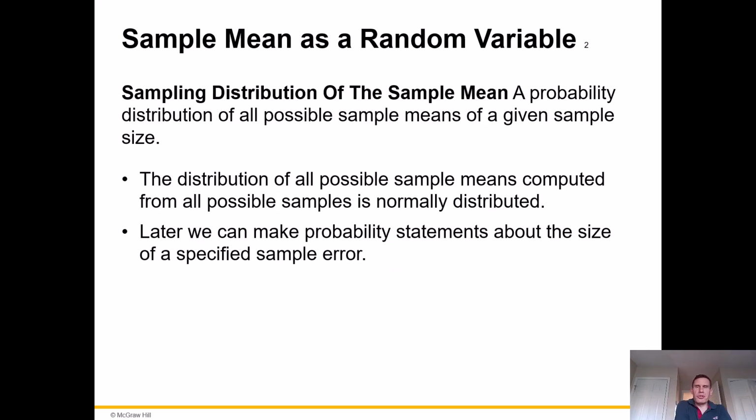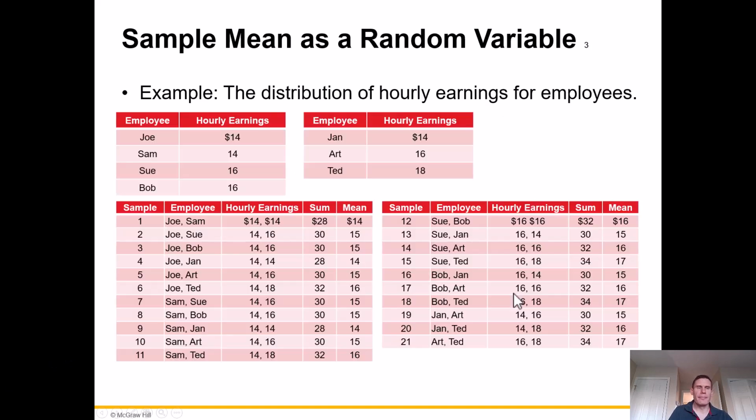All right, so the sampling distribution of the sample mean. It is a probability distribution of all possible sample means of a given sample size, which, if you think about it, is almost going to infinity as sample sizes get larger and larger. The distribution of all possible sample means, computed from all possible samples, is normally distributed. Later, we can make probability statements about the size of a specified sample error. Those two points will make a little more sense in a second.